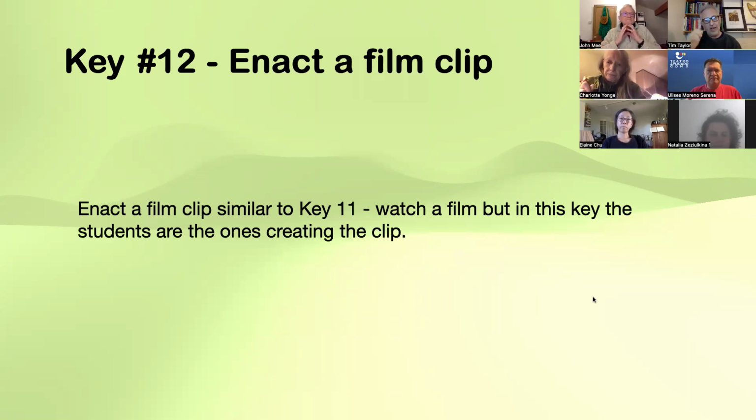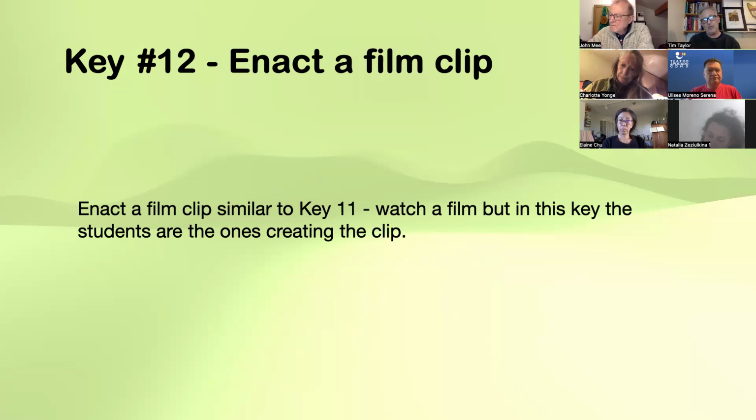Enacting a film clip is similar to Key 11, which is watching a film clip, except in Key 11, it's the adult or the teacher, most likely, who is enacting, and then the students are interpreting what's going on in the fiction, in the film clip that the teacher's enacting. In Key 12, it's the other way around. It's the students who are creating these short film clips. So that's the difference between 11 and 12.